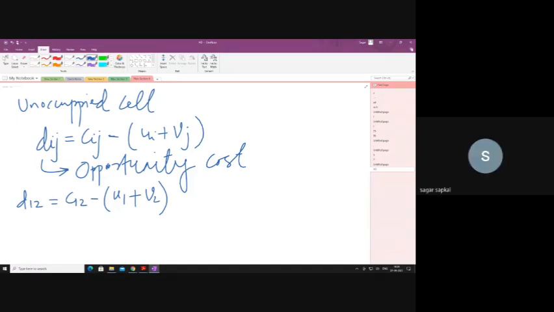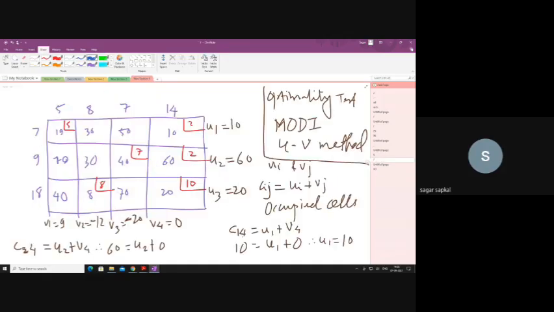So D12 is equal to, do you know C12? 30. 30 minus, in bracket, what is U1? 10. What is V2? 20. Plus 20, no? So it will be plus 20. So how much is D12? 0. So you can write opportunity cost here, 0. Okay. Similarly, find out opportunity cost for these.